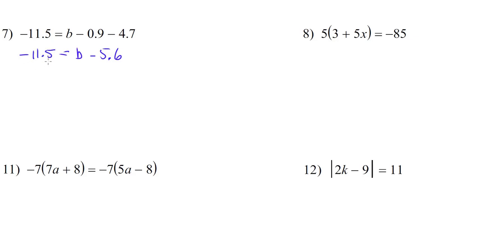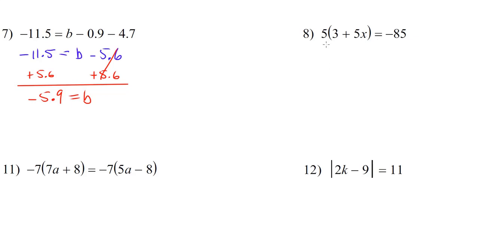So now we have negative 11.5 equals b minus 5.6. And now we have to get rid of this negative 5.6. So we're going to add 5.6 to both sides. On the right, these cancel out, leaving us with b. And on the left, negative 11.5 plus 5.6 is negative 5.9.